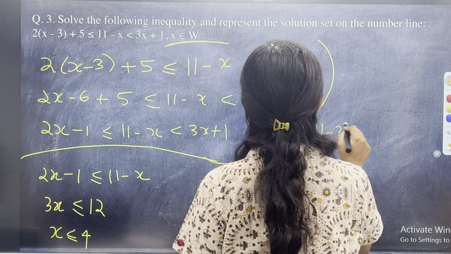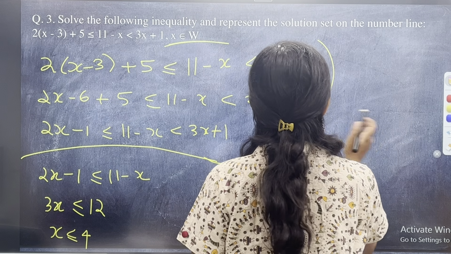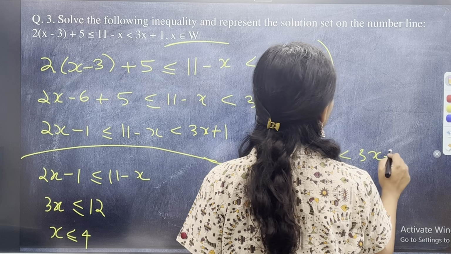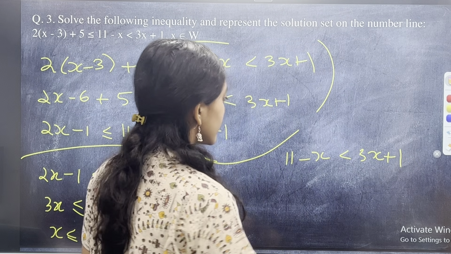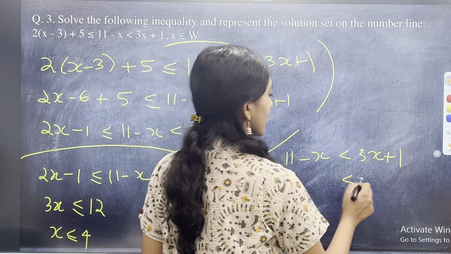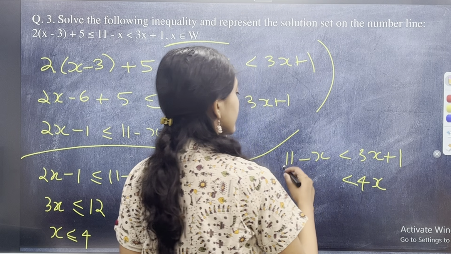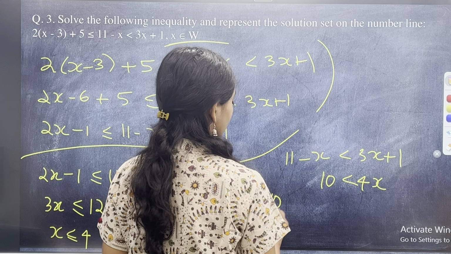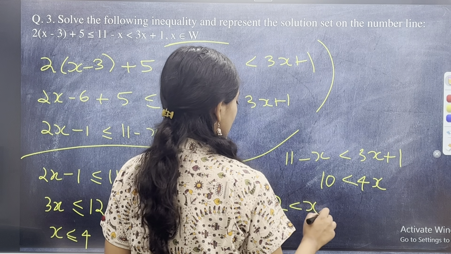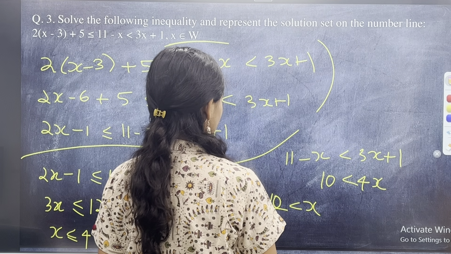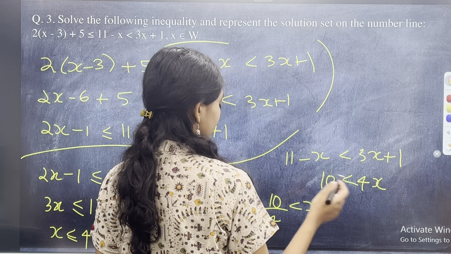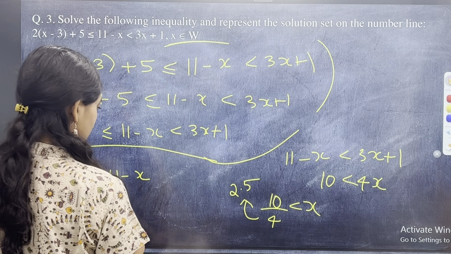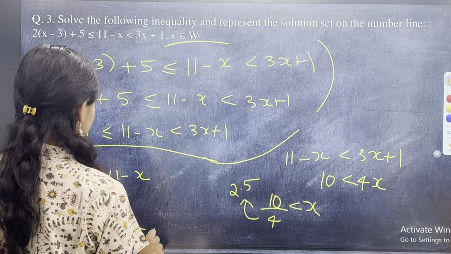So I have 11 minus x is less than 3x plus 1. So I want x to be positive. 3x here, you bring it this side, it becomes 4x. And then I have 11 minus 1, which is 10. So therefore, I have 10 by 4 is less than x. So 10 by 4 is basically 4 2s are 8, 2.5. So the next part of the equation is 2.5 is less than x.